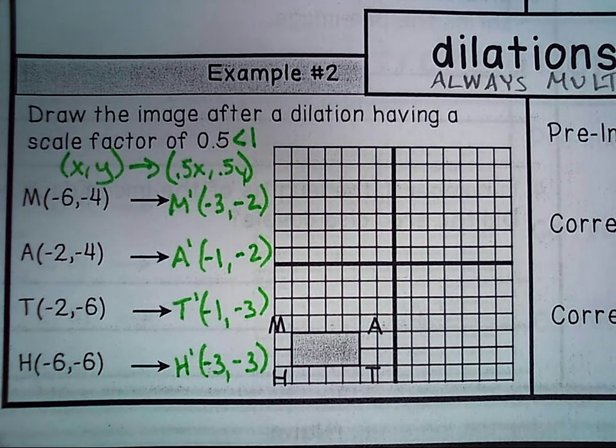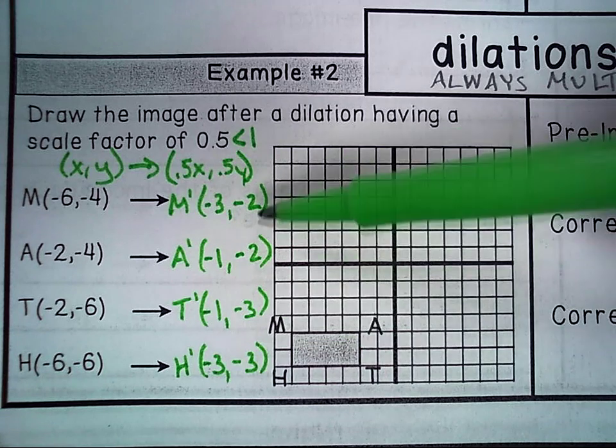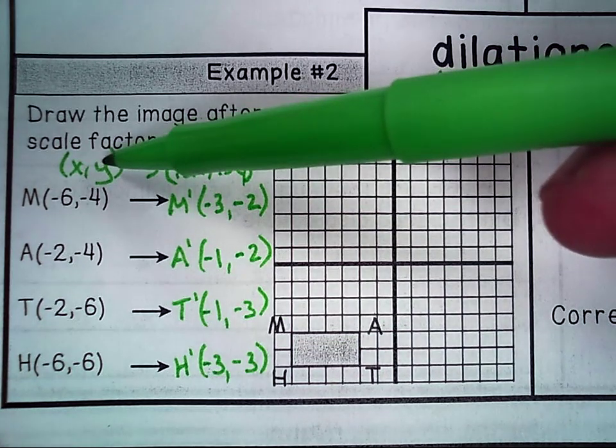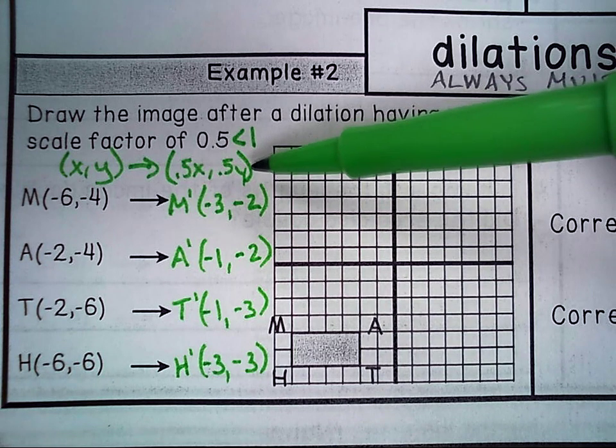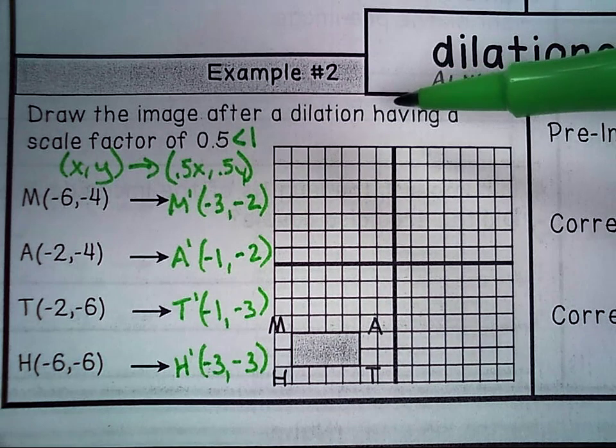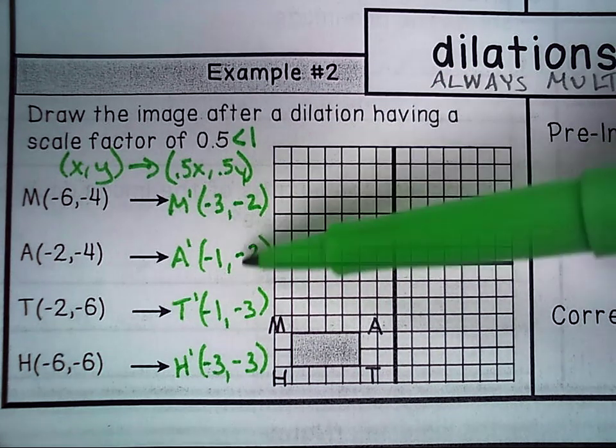Now, for most tests, especially most standardized tests, this is what you're going to have to do. You're going to have to be able to understand and either write or pick the correct algebraic representation for this problem, and you will have to figure out points.